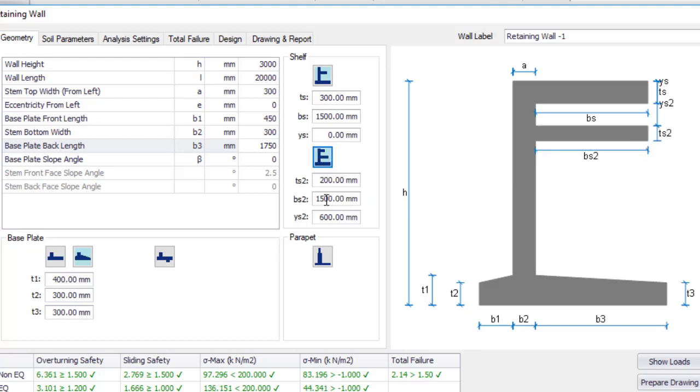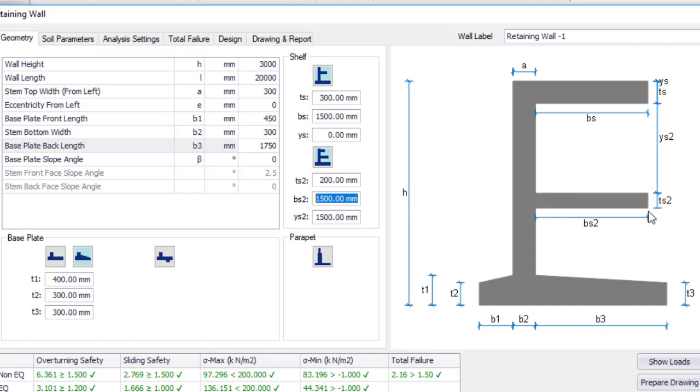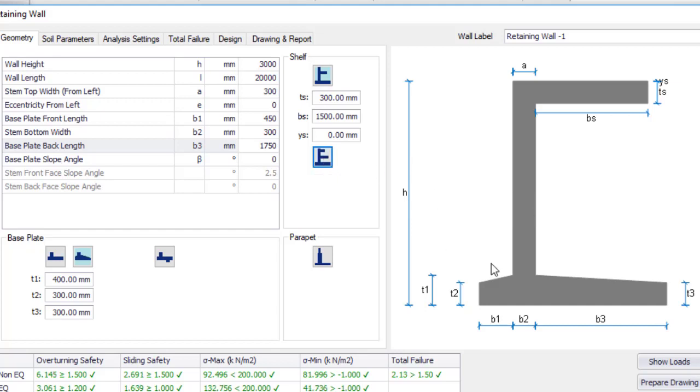So you can always work with the distance. Let's say the ys2 is 1.5. You will see where it will place it now. You can see this is where it will place it. Depending on the number of shelves, but you can't go more than 2 shelves actually. So that is how you work with that. If I want to eliminate it, just click on it back. Click on this back, then it will eliminate the shelf.